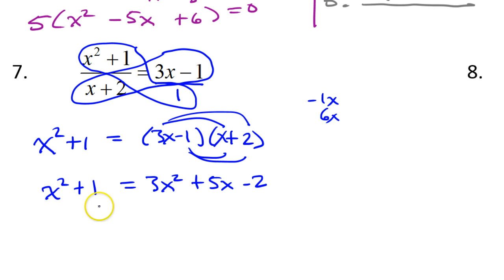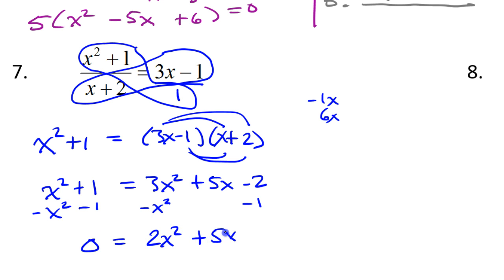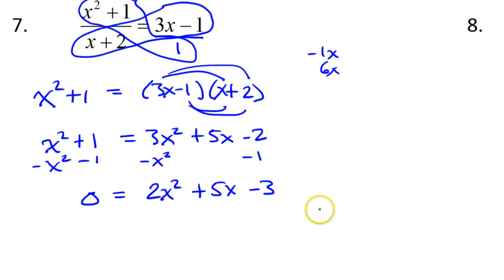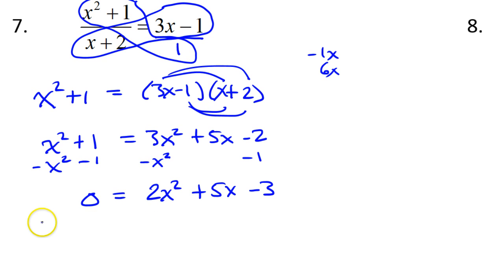I'm going to get everything on one side of the equation and get 0. I don't like to have negative numbers, so I'm going to subtract the x squared from both sides. So if I subtract x squared from both sides like this, and if I subtract 1 from both sides like this, notice how I put my like terms together, of course. I'm going to get 0 equals 2x squared plus 5x minus 3. Now perhaps this is factorable. Let's try.